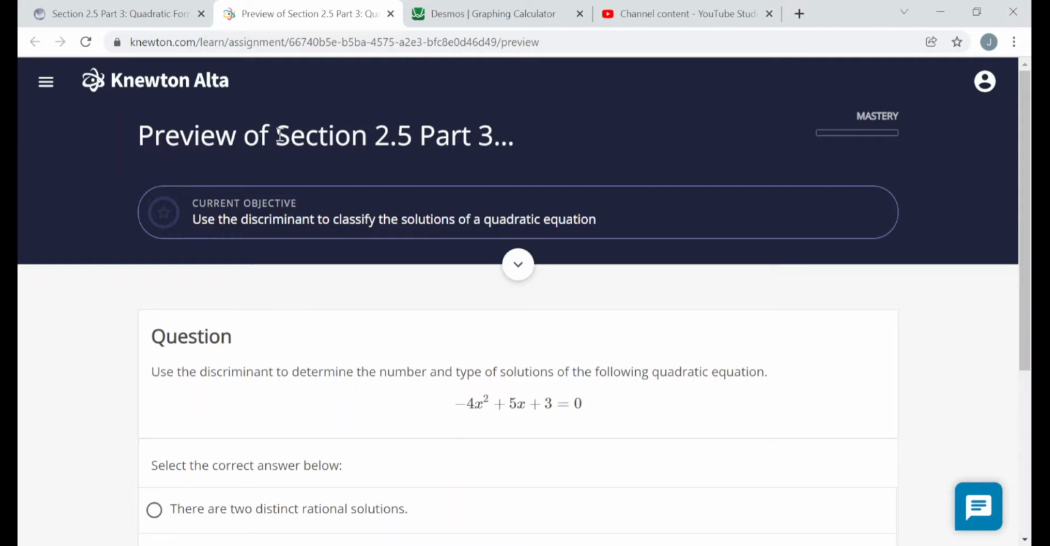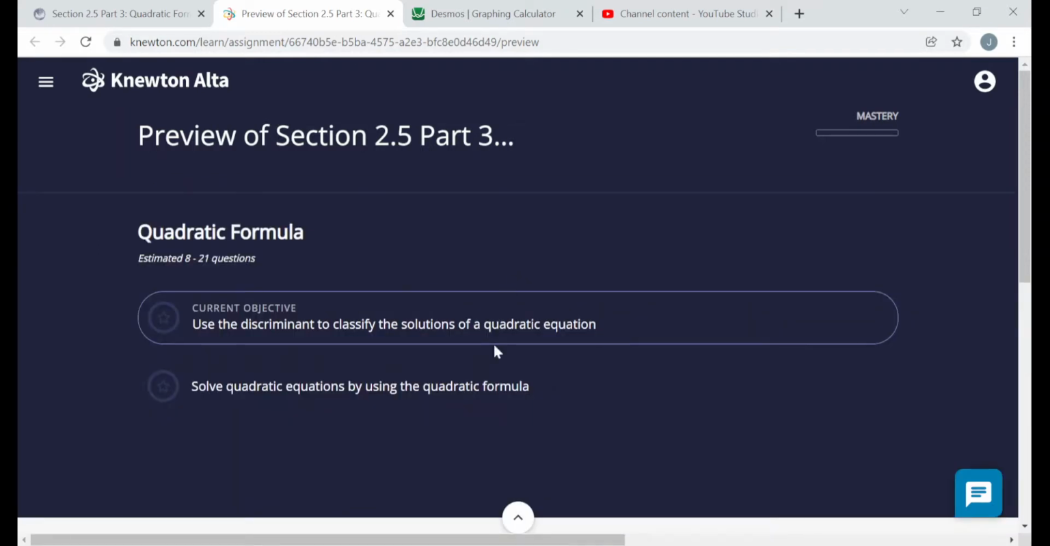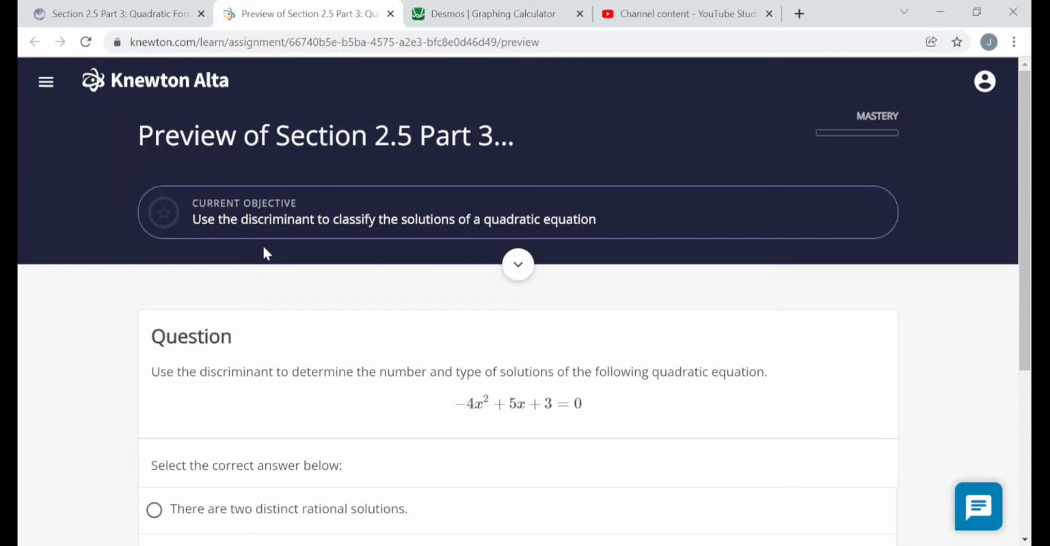Alright, so you're going to see the title, you won't see the words "preview of". You'll have your mastery bar telling you how far along you've gotten. You can see your objectives. It looks like there are 2 objectives in this particular assignment. And then under the current objective, there is a question related to that objective.